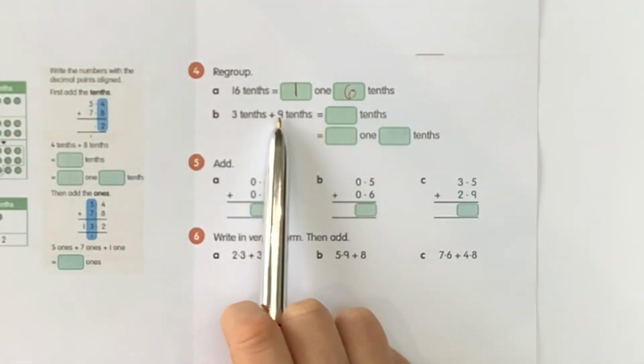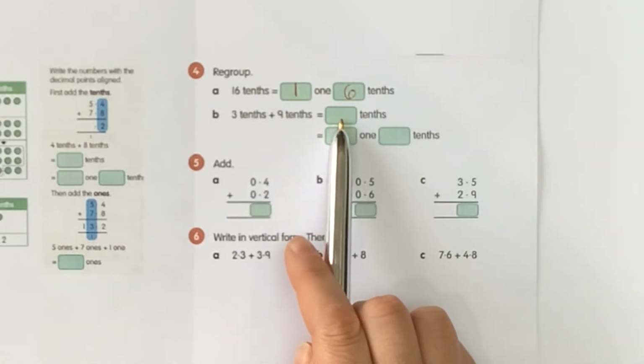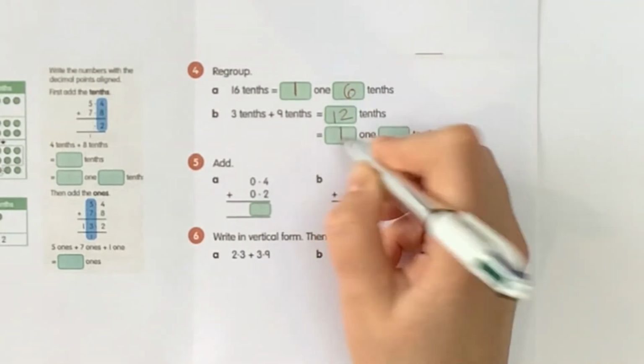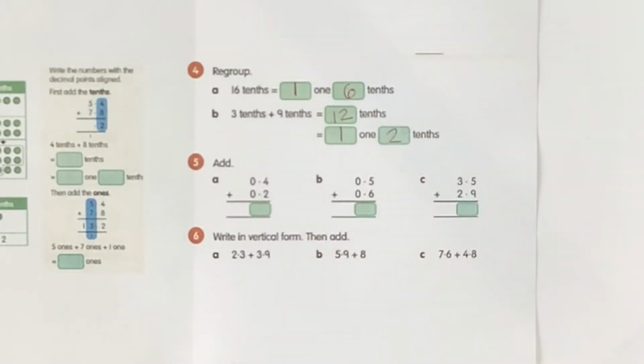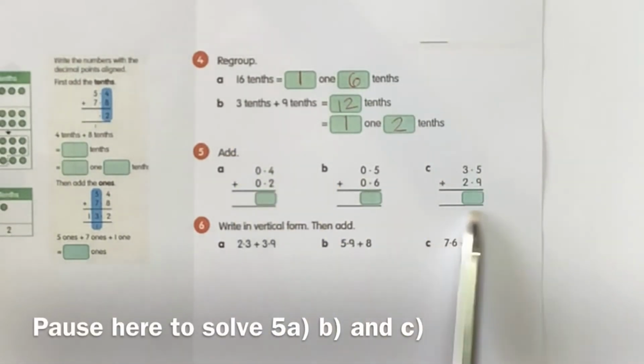3 tenths add 9 tenths would be how many tenths altogether? 12 tenths, which is 1 whole one and 2 tenths. Okay, could you have a go at number 5 for me, and then we'll come back together for the answers.